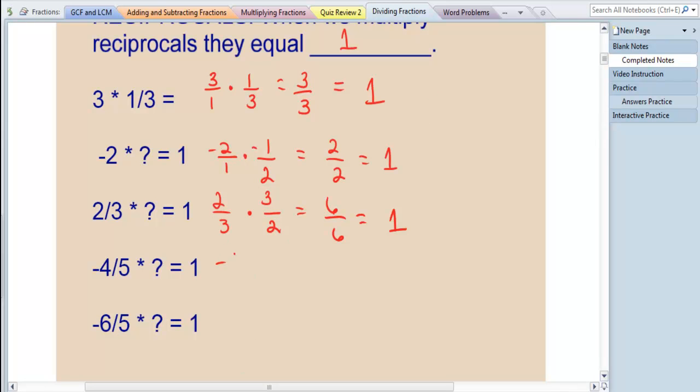So -4/5 times what is going to equal 1? If you said -5/4, you're correct, because it's -4/5 flipped upside down, same sign, gives you a positive. Again, 4 times 5 is 20. 5 times 4 is 20. That's why we end up with 1. What about -6/5? What would you multiply that by to get 1? If you think it's -5/6, you are correct.